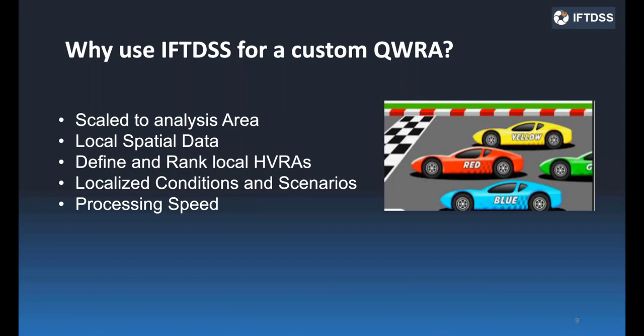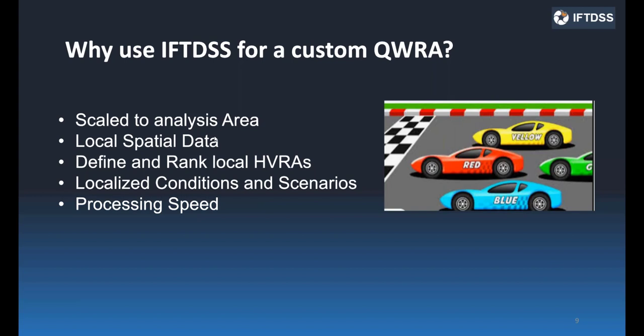So why would you use IFTDSS and not just take the regional or forest risk assessment? I've listed several reasons here. There may be more, you may have your own, but one is it's scaled to the analysis area. So whatever particular area you're interested in, it can be scaled to that if it's small enough to fit in with the acreage size limit. Local spatial data can be used. Users can upload their own data or take advantage of the reference data contained within the application. And more current data sets can be added since this is a relatively quick process to go through.